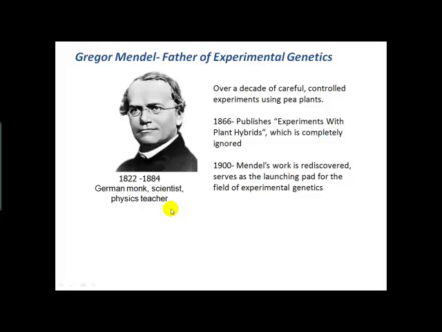So that was the way that most people viewed inheritance, and that was the model that Gregor Mendel set out to test and to investigate. And to do so, he did a lot of experiments, over a decade of very carefully controlled experiments using pea plants as his model organisms. So these are just sweet pea plants like you'd find in any country garden.